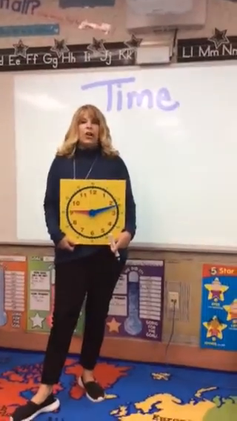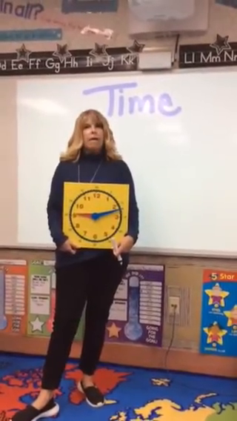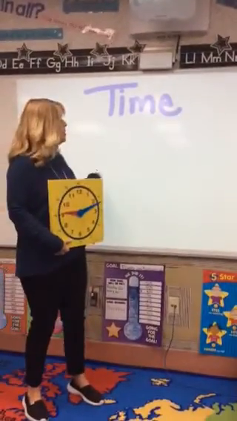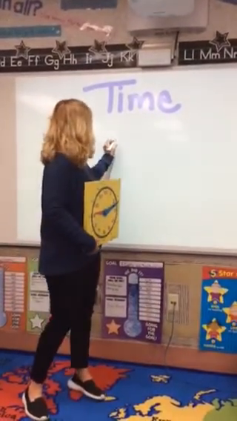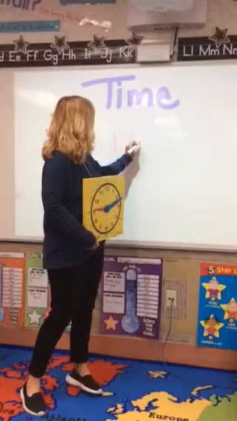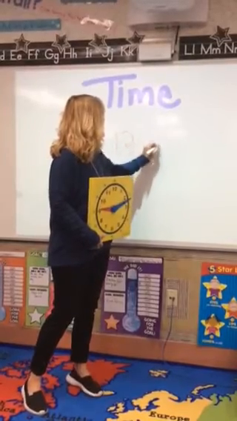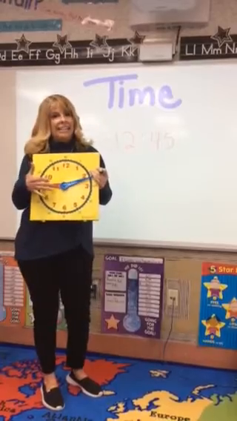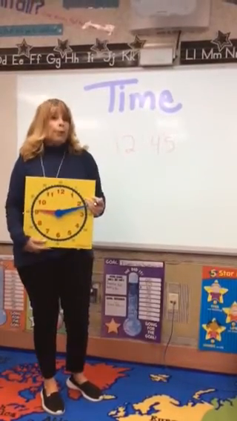We are going to start our chapter in math on time. Now, there's two types of time. There's the digital clock, and that's the one that has digits. And there's the analog clock, and that's this one. We're going to learn both of them.